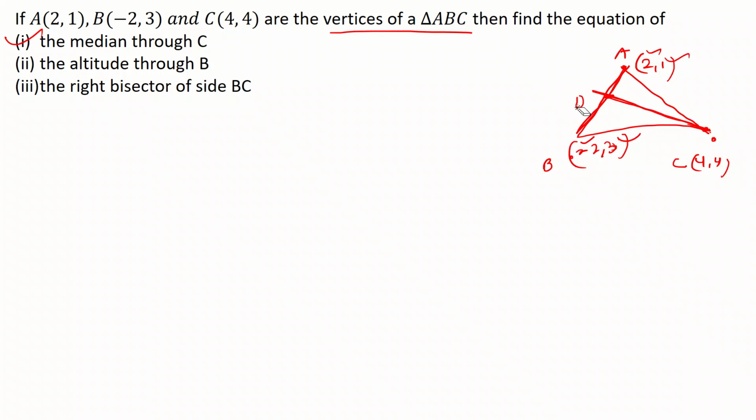So let's quickly find out what D is. D will be equal to 2 minus 2 divided by 2 comma 1 plus 3 divided by 2. So we get D to be equal to 0 comma 2. So we have found out the point D.